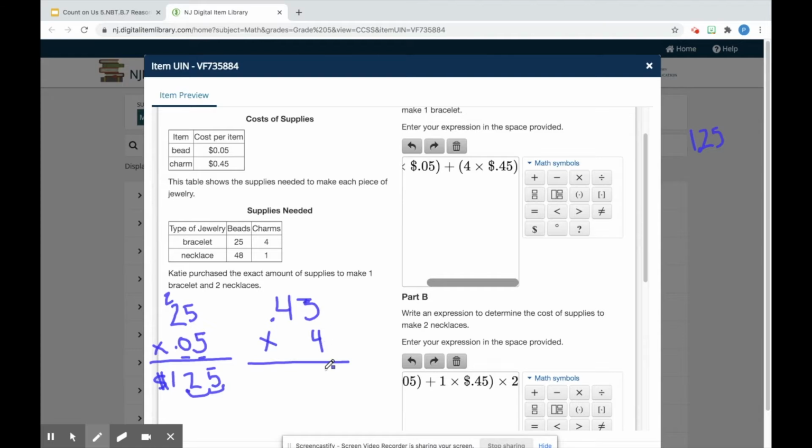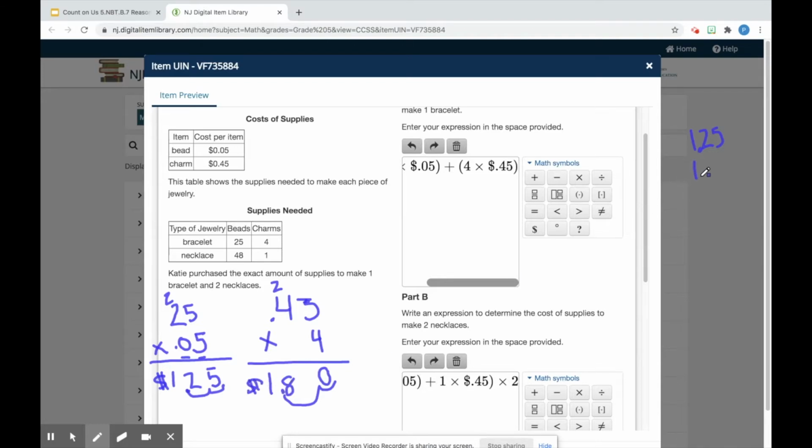So 4 times 5 is 20. I'm going to put my 0 there and my 2. And then 4 times 4 is 16, plus 2 is 18. There are 2 decimals in my problem, so there needs to be 2 decimals in my product. So my answer is $1.80.